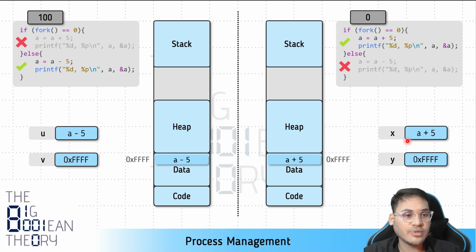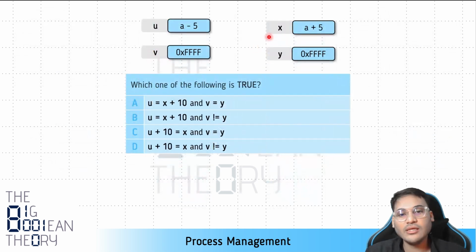So as you can see, in the case of the parent process, we are printing a minus 5. In the case of the child process, we are printing a plus 5, and the memory address of variable a remains the same in both the parent as well as the child process, because both the process address spaces are identical, and the variable a is present at the same location in both these address spaces, right? So now we have the values of u, v, x, and y, and we can find the relation between u, v, x, and y. Which of the following is true? Basically, as you can observe, v and y are the same. v and y are the memory address of the variable a. So v is equal to y.